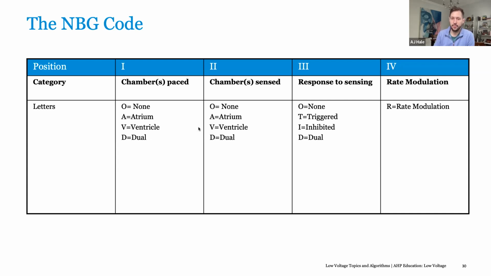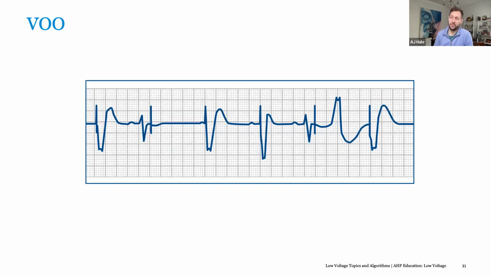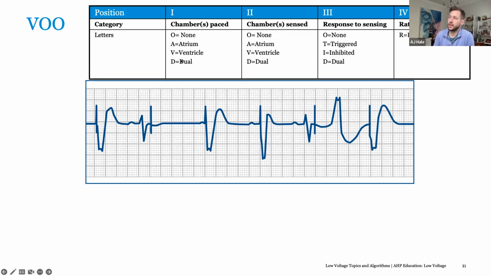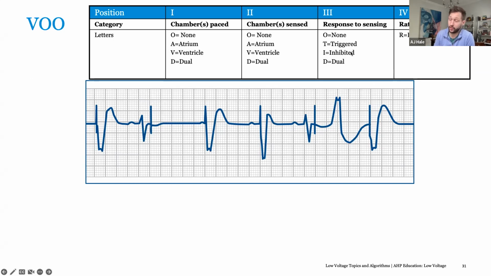So let's move along. The simplest one you'll probably ever come across is a VOO device. If you remember up here, it paces in the ventricle only. It senses in the ventricle none of the time, and it doesn't respond to any sensing because there's nothing to respond to. Basically, the device is completely blind and it just paces at a steady rate. When we talk about a base rate of 60 beats a minute, remember that pacemakers do not think in BPM like a human mind does. They think in milliseconds.